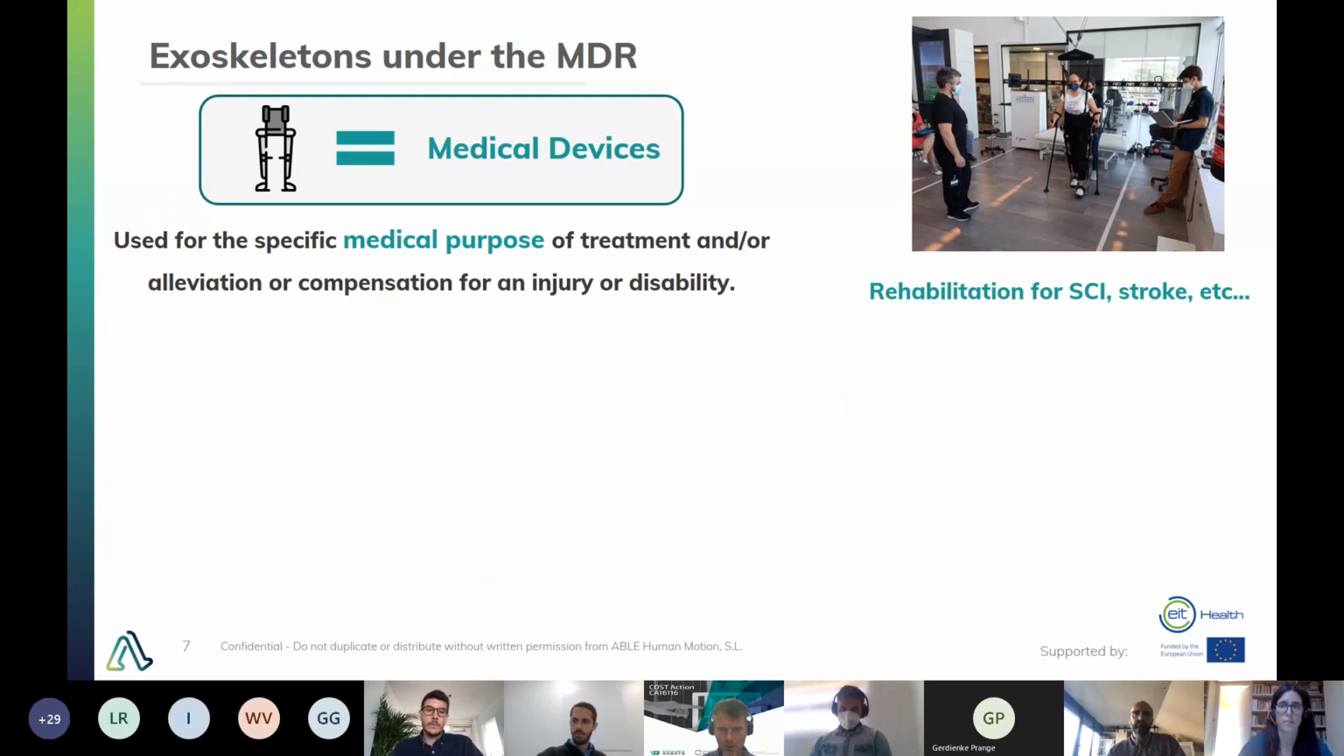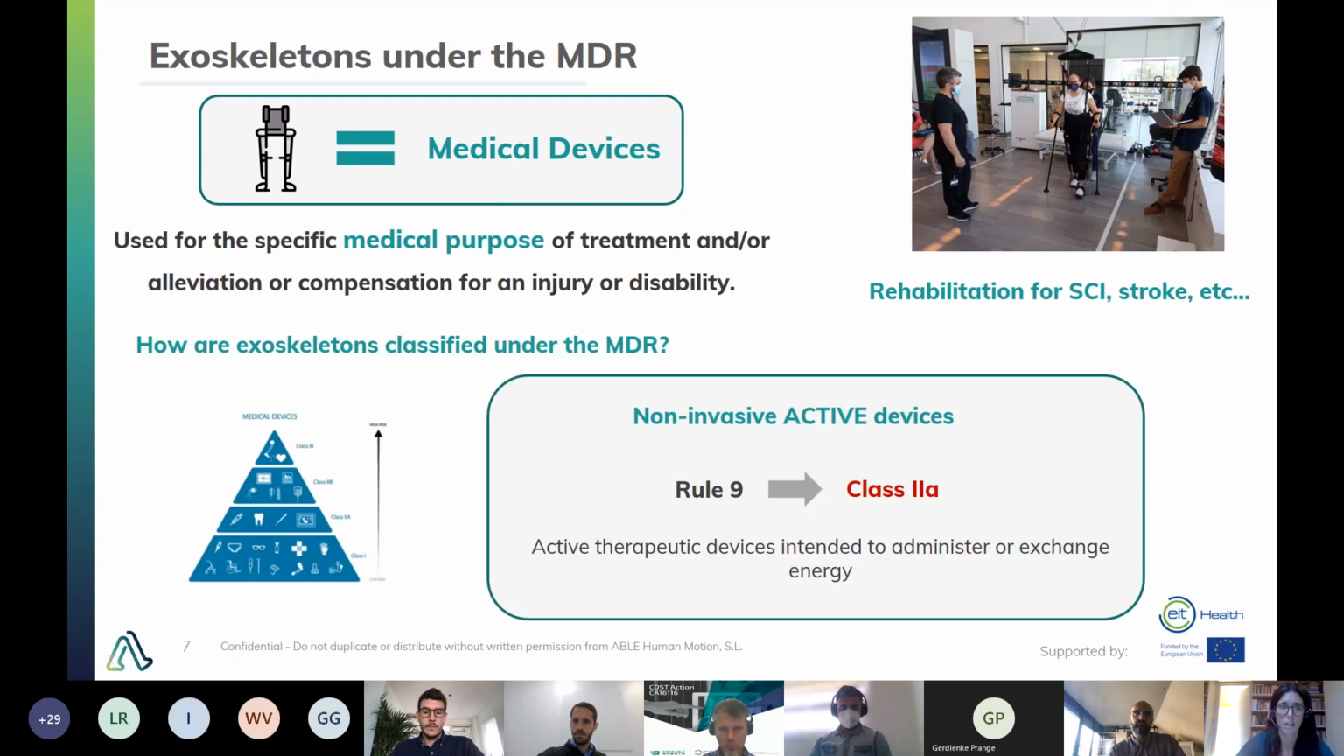So how do exoskeletons fit with this MDR? Well, if we have an exoskeleton with a medical purpose, it's obviously a medical device. So exoskeletons for rehabilitation, for example, for spinal cord injury or stroke, are definitely medical devices and they need to comply with the MDR. And how are they classified under the MDR? Okay, so remember these 4 main classes.